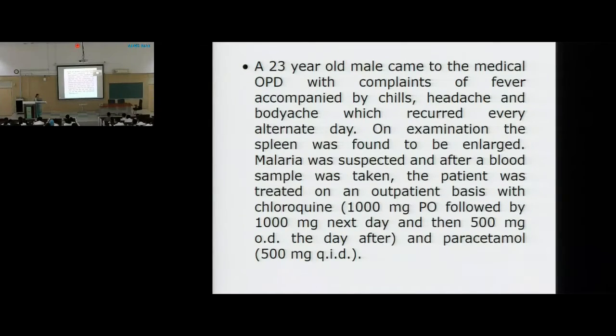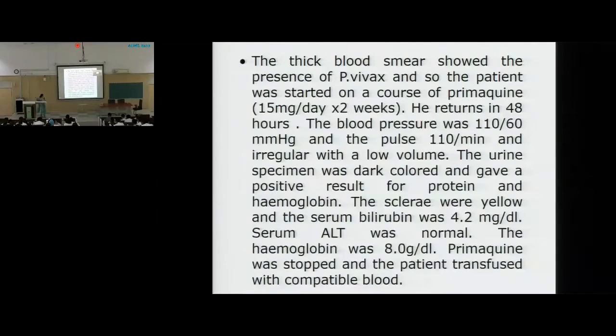On examination, his spleen was found to be enlarged, and it was suspected that he is suffering from malaria. He was given chloroquine and paracetamol. His thick blood smear was taken, and it was found that there is presence of plasmodium. So he was given a course of primaquine. Within 2 days, he returns back to the OPD.